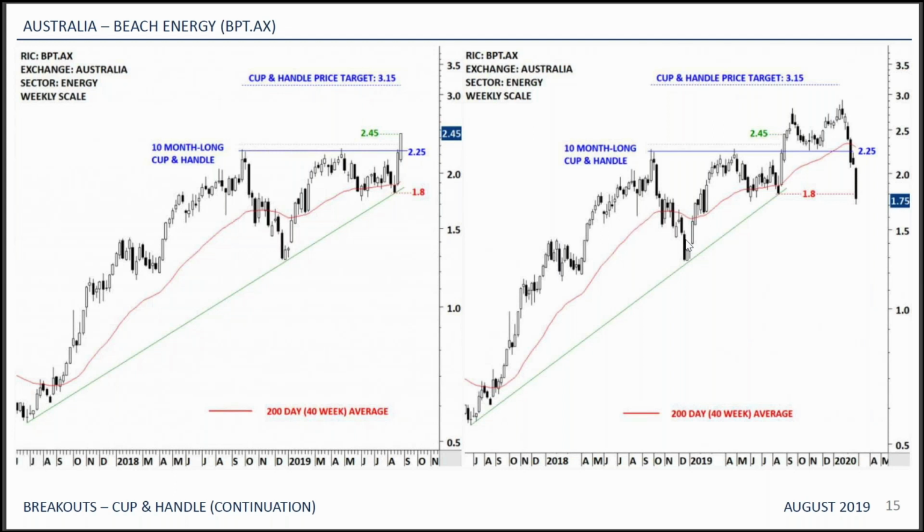Here, another stock from Australia, Beach Energy. It's an energy company that formed a 10-month-long cup with handle. So this is the cup, this is the handle. The breakout takes place. This is a breakout to all-time highs. The stock continued higher, pulled back. We're in August, pulled back, and then wanted to continue higher even more.